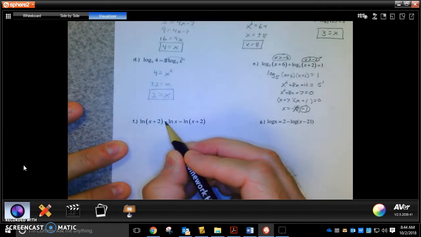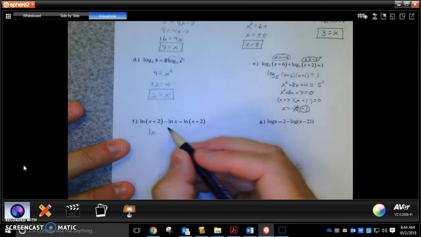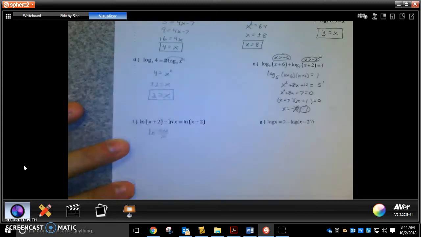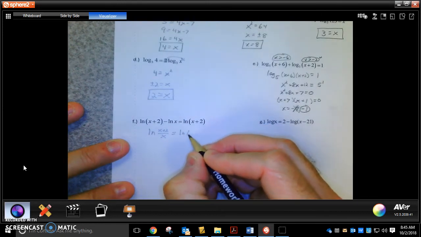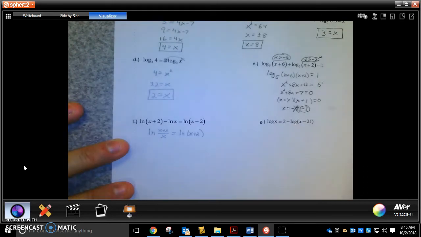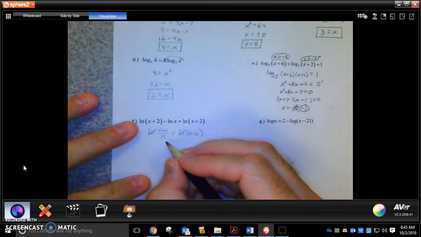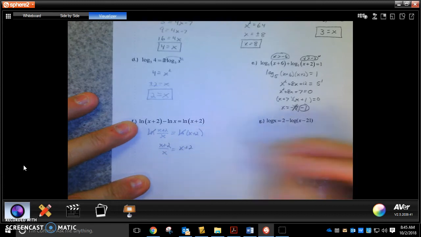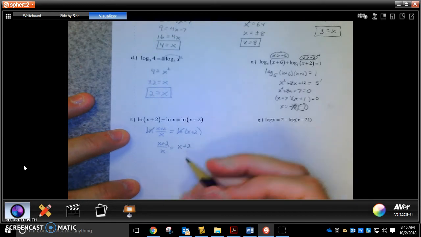So I've got a natural log minus a natural log. I can write this as a single natural log. Since these are being subtracted, I'm going to have x plus 2 over x. So two logs being subtracted can be rewritten as a single logarithm with division. Equals, the other side's going to stay the same. Now the logs will cancel. That natural log and that natural log will cancel, and I have x plus 2 over x equals x plus 2. I have a fraction. I don't like fractions. I'm going to cross multiply.